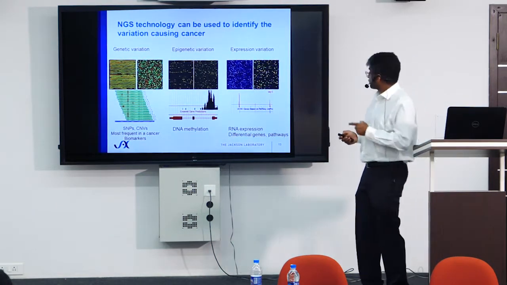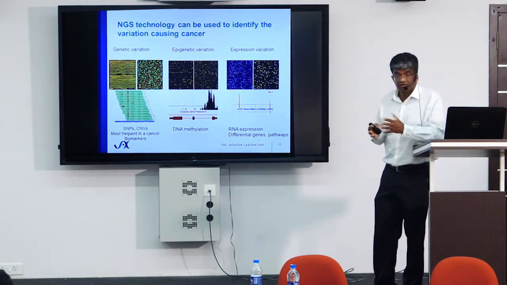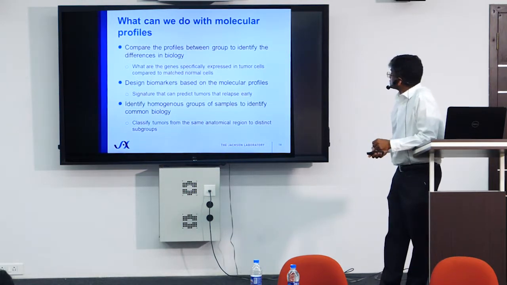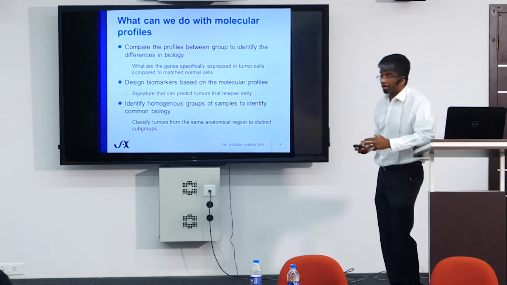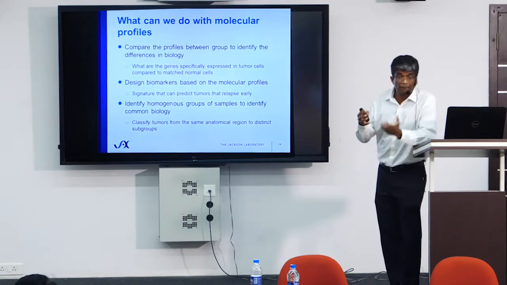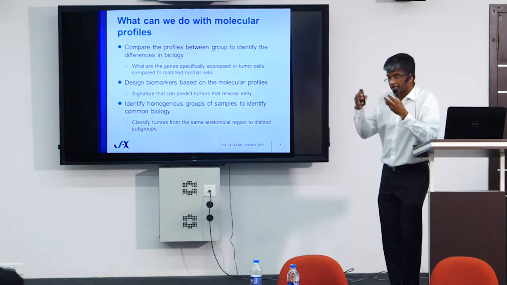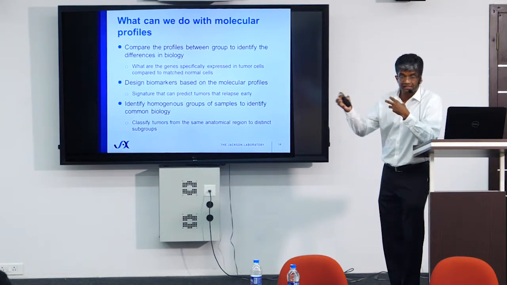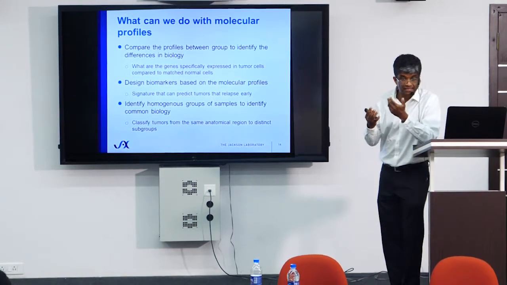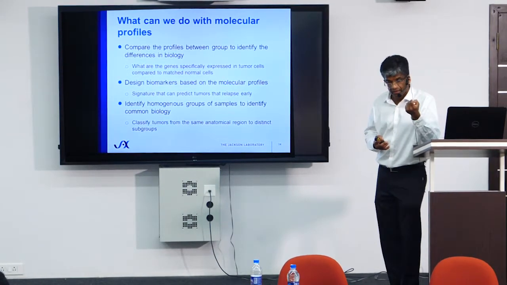But what we now have is the ability to measure these changes in a tumor sample. So what can we do with these molecular profiles? If you have molecular profiles from a whole lot of tumor samples, you can compare the tumors. If you have breast tumors from several individuals, you can get normal cells from matched normal breast tissues from those individuals. You can compare and see what changes happen. And that can give you an idea about how to treat the patient better.